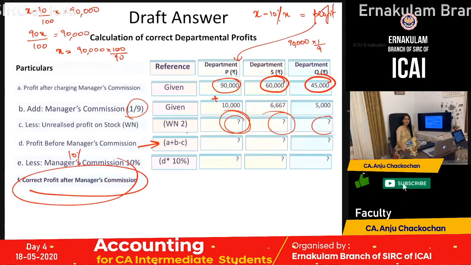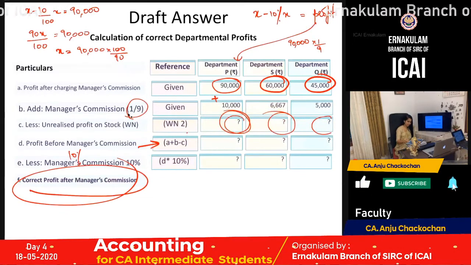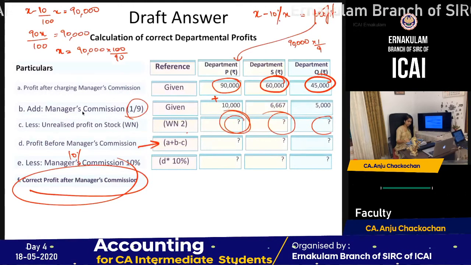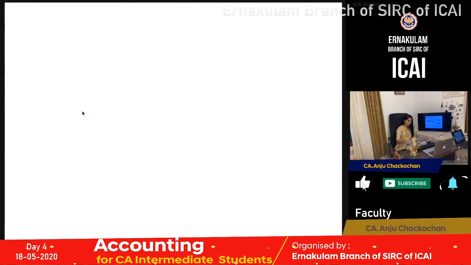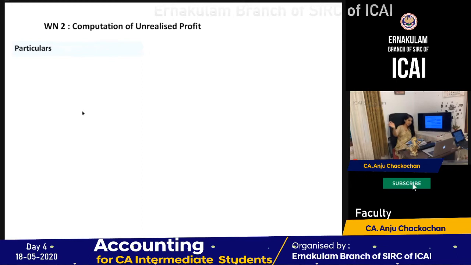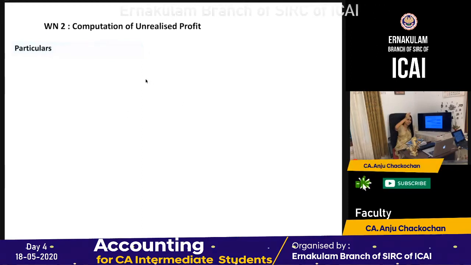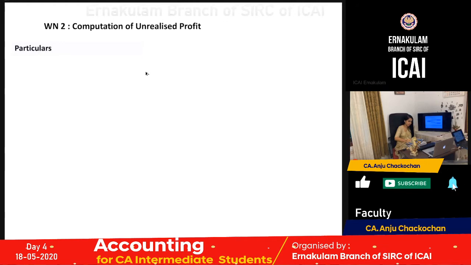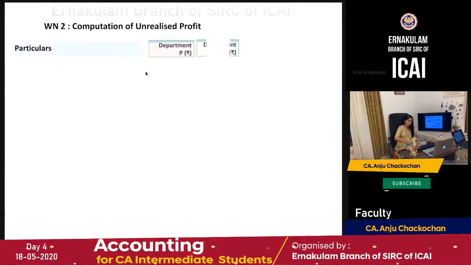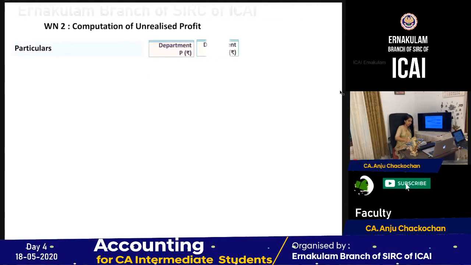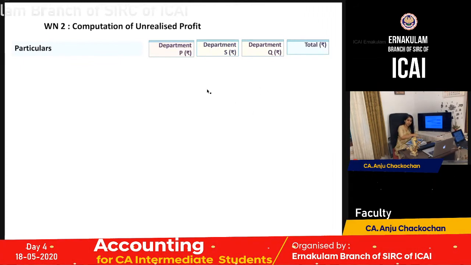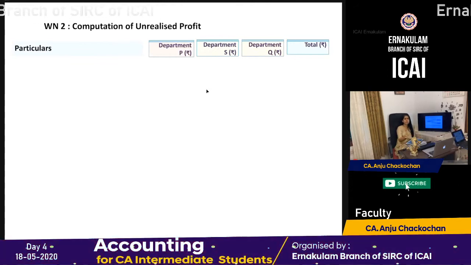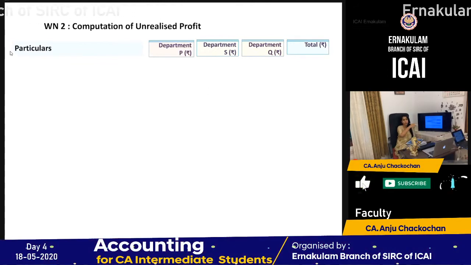Now we shall compute the unrealized profit. That is the next part. How to compute the unrealized profit. Let's see. Here we go. To compute the unrealized profit, again we have 3 plus 2, 5 columns. We have the particulars, reference, and 3 department columns: Department P, S, and Q, and the total. I have missed out the reference column. You can write down the reference column in the comment section.